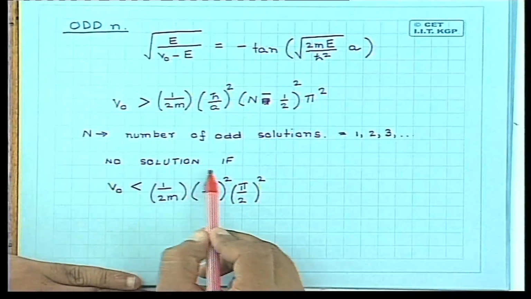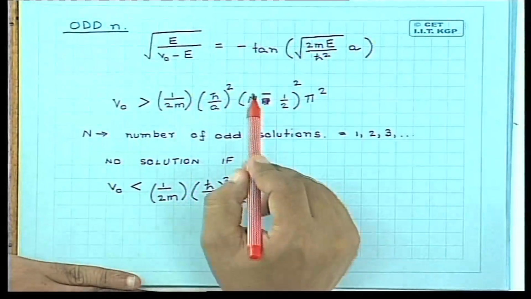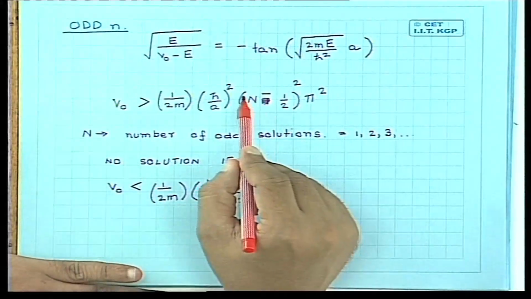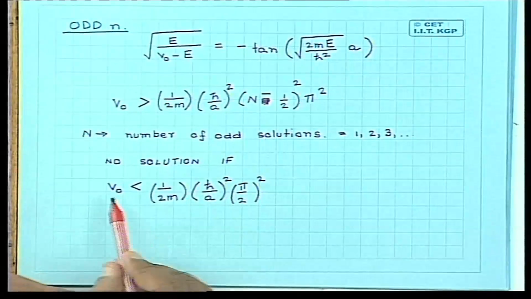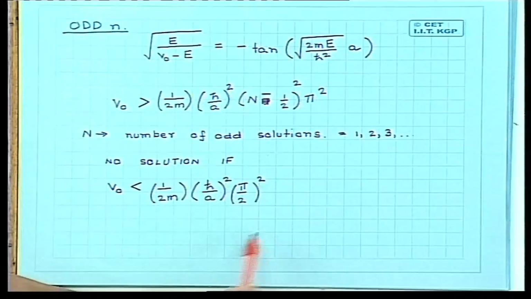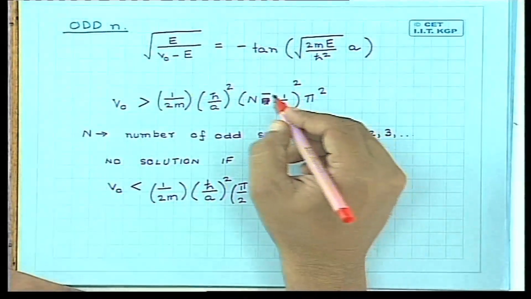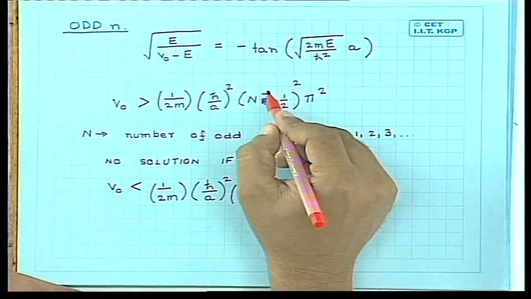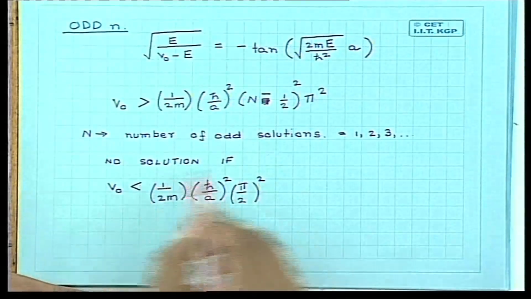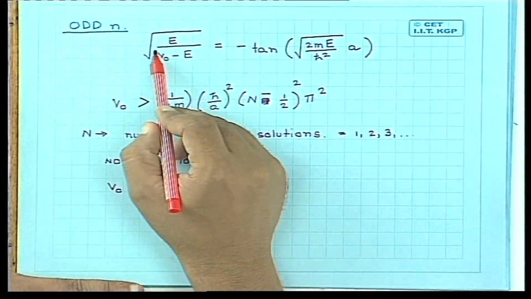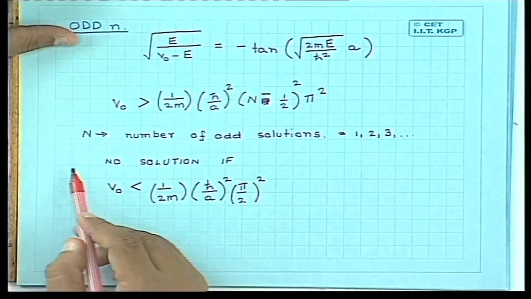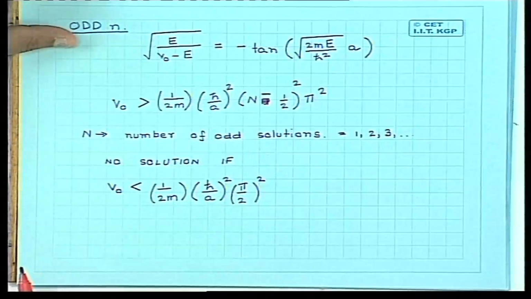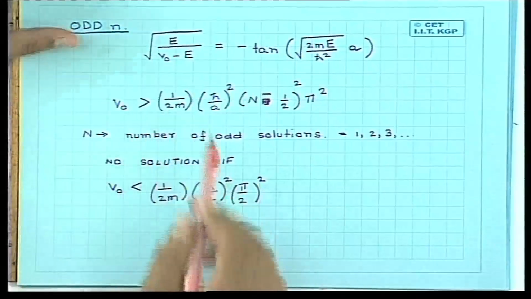And we find that there is no solution if the potential is less than the value which you get if you put n equal to 1. So for odd n, there is no solution if the potential is less than this value. In the last class, I had written a minus over here. Just note that it should be a plus over here, not a minus sign. We had just made a mistake in counting the number of times this function crossed this. So there is no solution if the potential is smaller than this. Once the potential exceeds this value, you get one solution, and as it gets larger and larger, you get more and more solutions.